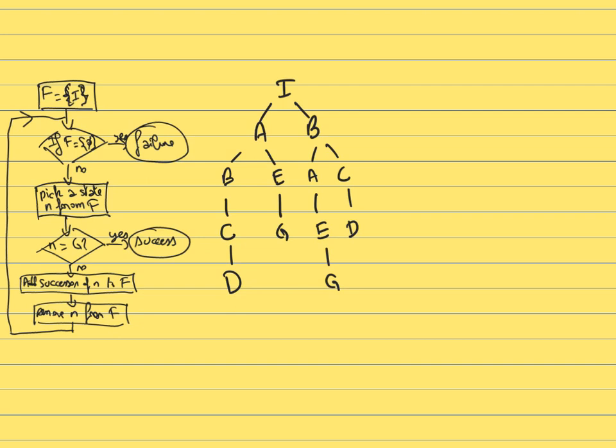So now let's see how the depth first algorithm is working. We're going to focus on the depth first algorithm. Same thing, the flowchart is exactly the same. The only thing that is going to change is how you pick the state to explore from the frontier F.